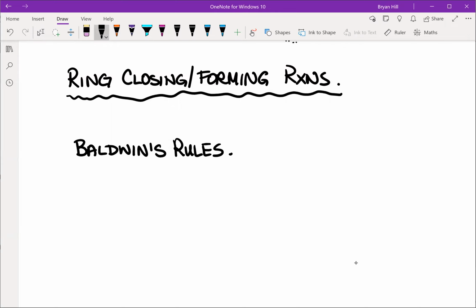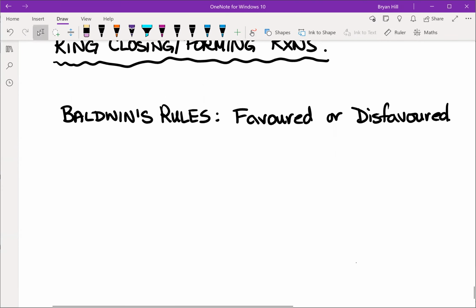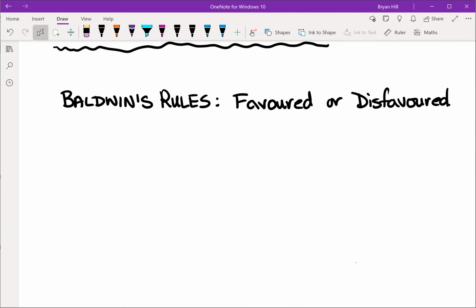So Baldwin made some rules about favorability for certain reactions taking place. So is something favored or disfavored, I guess, would be the word. Disfavored. And there's a classification for this.